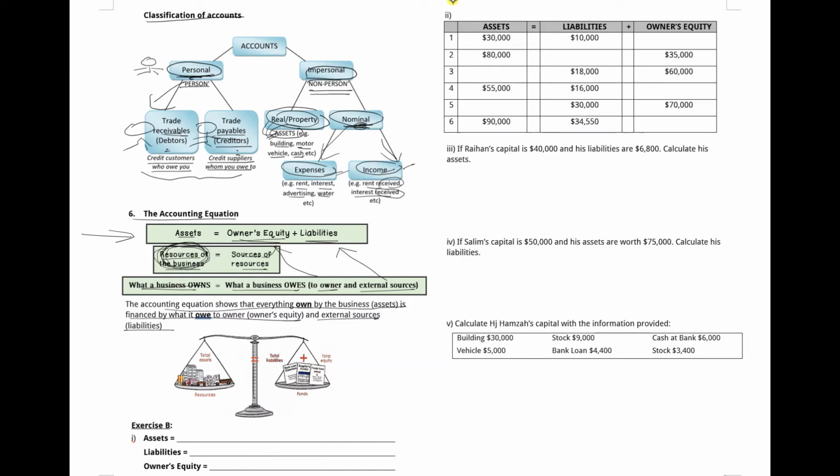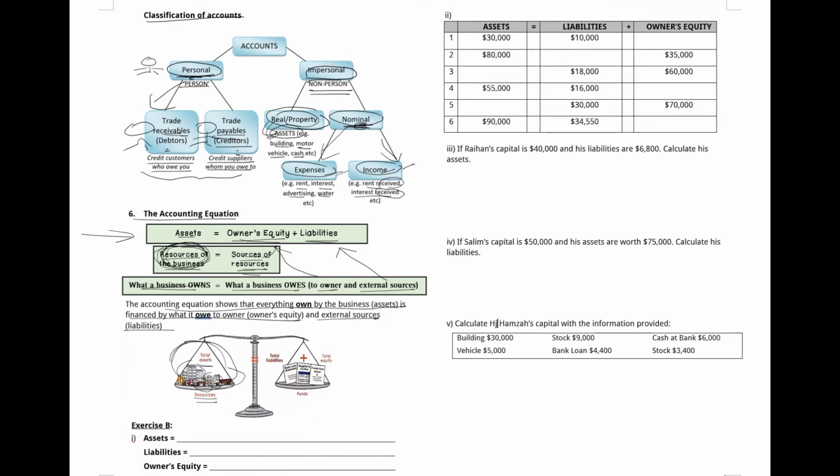If it's still not clear, maybe you can take a look at this. You see, these are the resources of the business, the assets of the business, for example, like building, the motor vehicles, and maybe we have the machinery, we have the cash. So where do these resources owned by the business come from? These resources are from where? The sources of these resources.